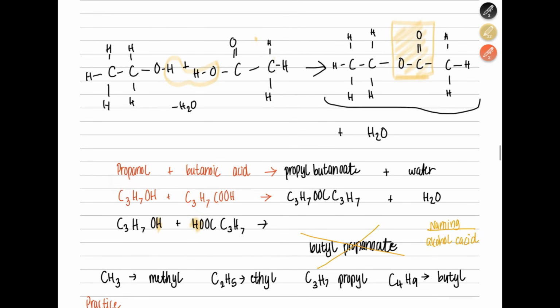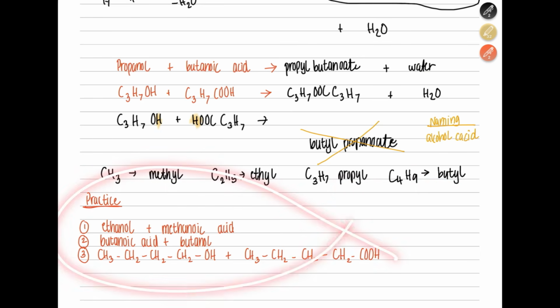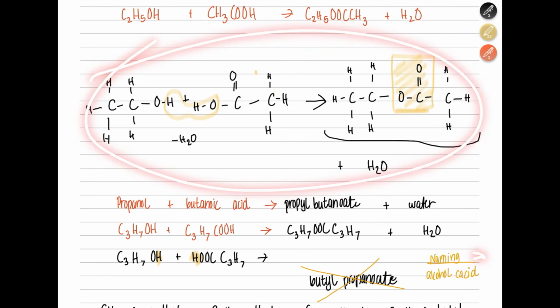Now, what if you have propanol and butanoic acid? It is called propyl butanoate. Whenever you are naming it, you cannot name it as butyl propanoate, okay? Name the alcohol first and then the carboxylic acid. You can practice these if you want, okay? Just remove the water molecule.